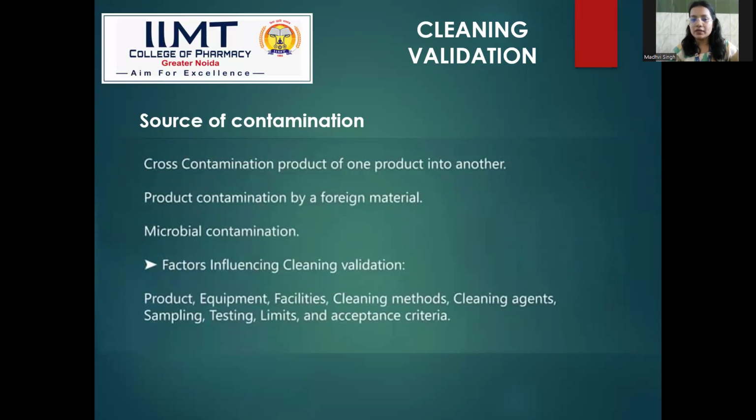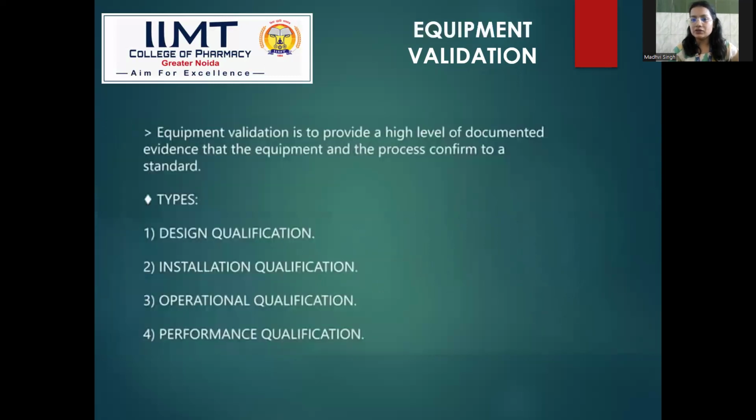Next is source of contamination. So the cross-contamination, the carryover of one product into another. Product contamination by unwanted substance, foreign materials, microbial contamination. So the factors influencing cleaning validation: product, equipments, facilities, cleaning method, cleaning agents, sampling, testing, limit, and acceptance limit. They all play a major role in the cleaning validation.